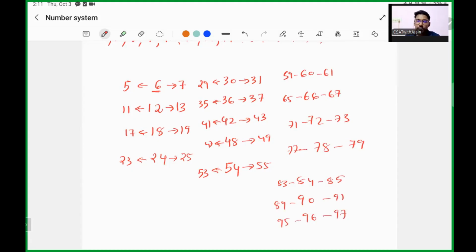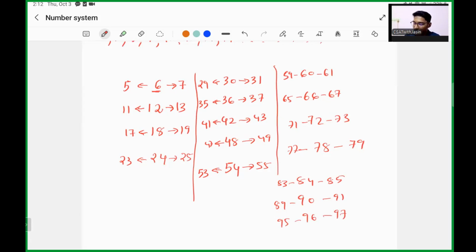So these are the two numbers just before and after the multiples of 6. I'm talking about numbers less than 100, but this is all applicable for numbers above 100 also. So even if you want to find a prime number above 100, you can again write the multiples of 6 and do it.